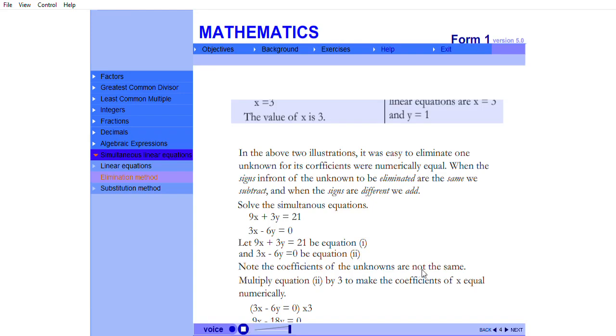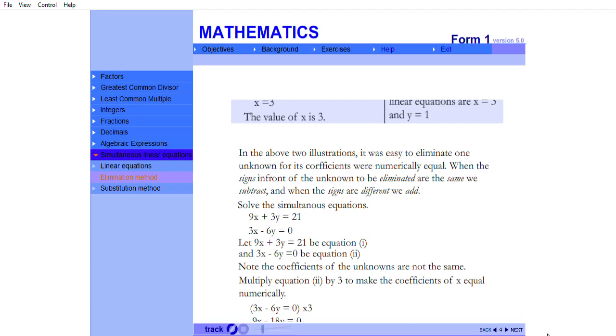In the two illustrations, it was easy to eliminate one unknown, for its coefficients were numerically equal. When the signs in front of the unknown to be eliminated are the same, we subtract, and when the signs are different, we add. Solve the simultaneous equations. 9x plus 3y is equal to 21. 3x minus 6y is equal to 0.